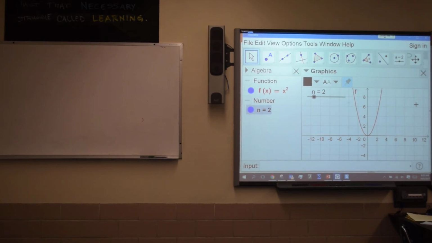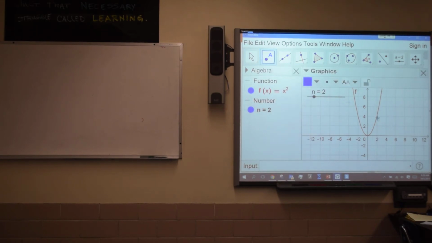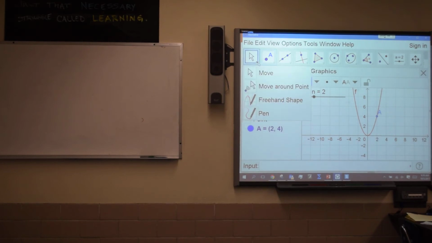Okay. Think about what's happening here. If I highlight a point on this curve, let's go 2, 4 right there, right? When I go to make this thing x to the 4th power, it's going to take that x value of 2 and raise it to the 4th power.